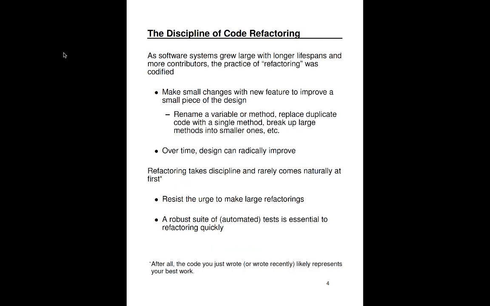So, as software grew in scale, you had software that had more people contributing to it over a longer period of time. A practice called refactoring was codified. The essence of refactoring is making small changes with each new feature to improve a small piece of the design of the code. So these are really very small and often localized changes. Things like renaming a variable or a method to make its intent more clear, or replacing duplicate code with a single method. Taking a very long chunk of code and breaking it up into smaller ones.